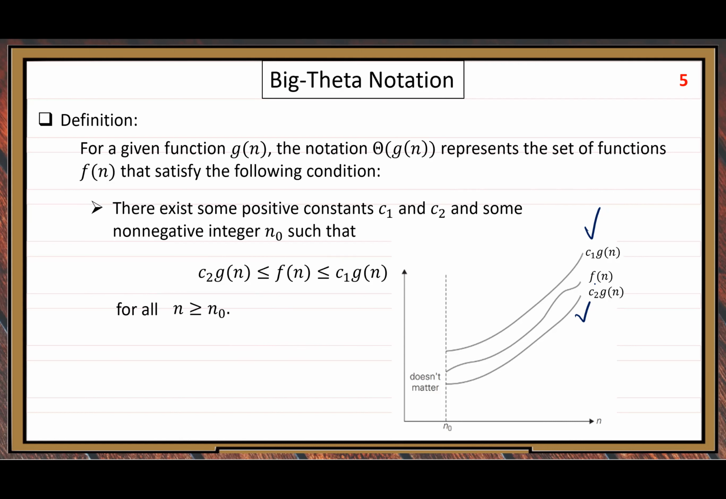That's the formal definitions for three asymptotic notations.